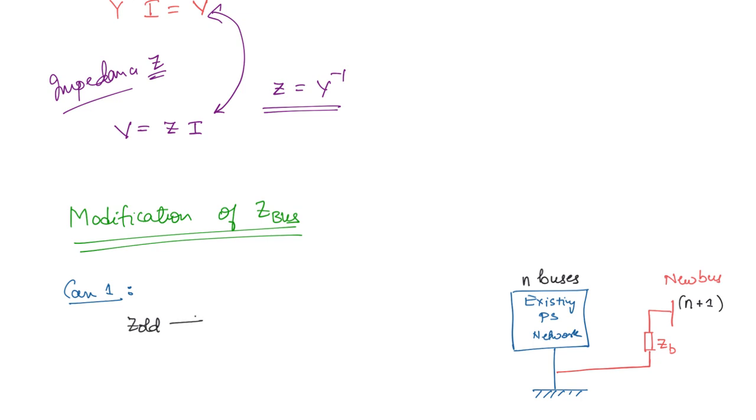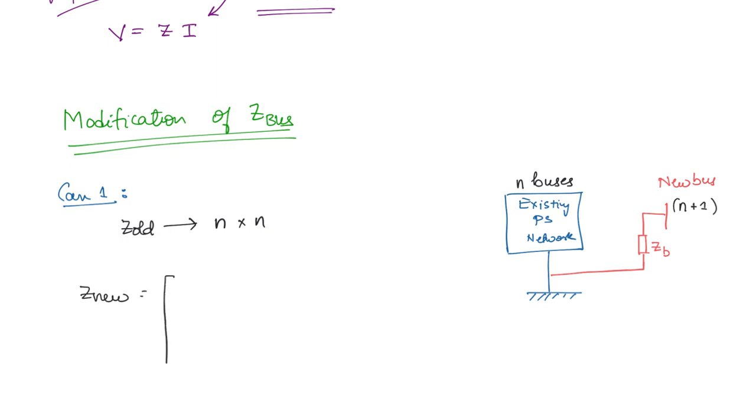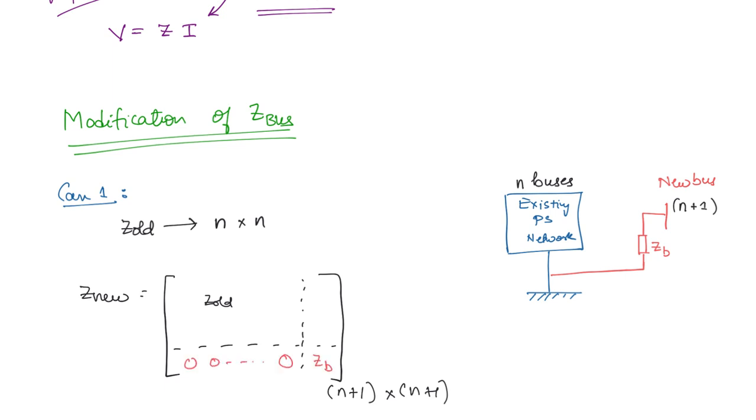So Z old will have an order n into n, and now the Z new is going to have Z old as it is, of the order n by n, but you have an additional row as well as column, so that this is going to become an n plus 1 into n plus 1 matrix. So what are the elements of this new row and column? Except the diagonal element, which is going to be ZB, all other elements are going to be 0.